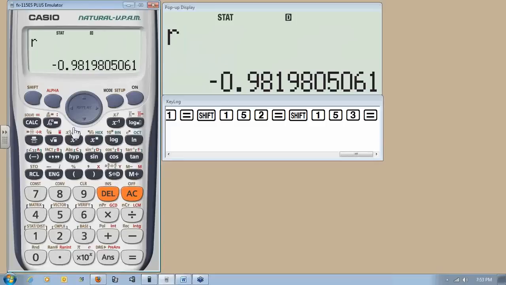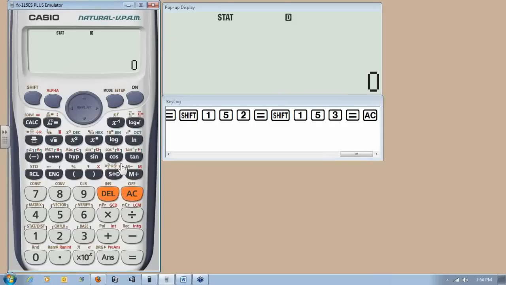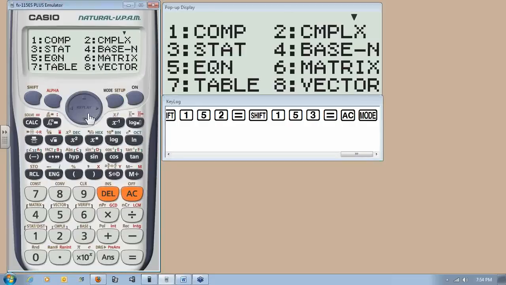Sticking with the world of statistics, I teach AP statistics, and if I ever come across a student who's having difficulty purchasing a graphing calculator, I'm definitely going to recommend this one. Because now what I'm going to do is I'm going to go into distributions mode. I'm going to toggle down.